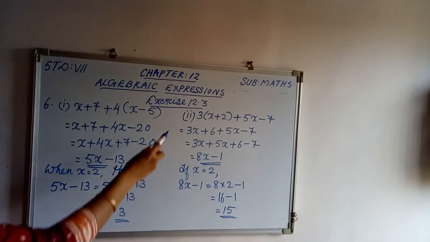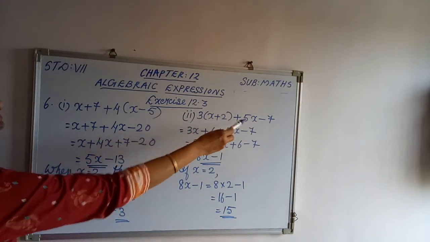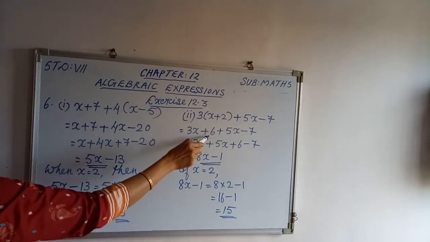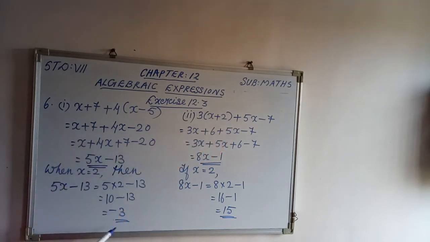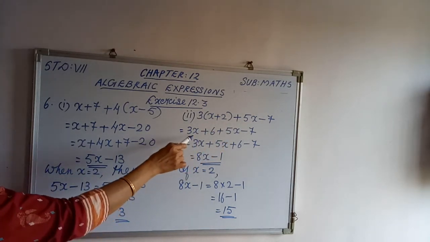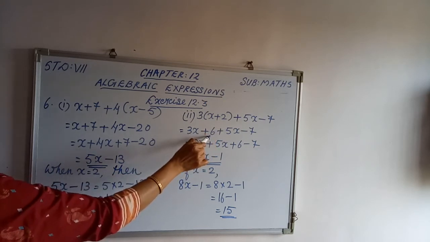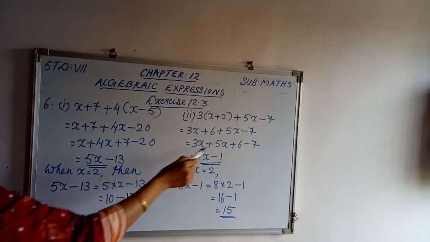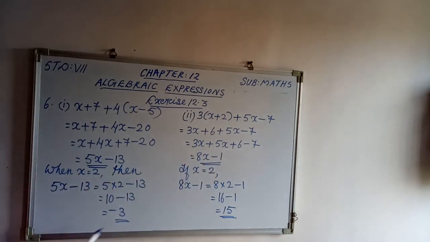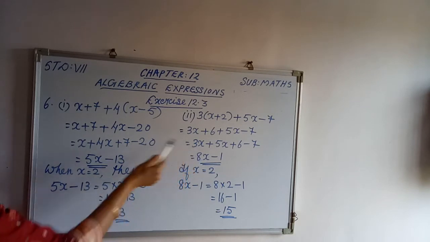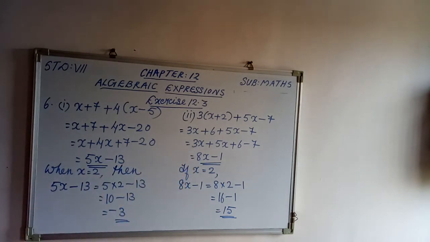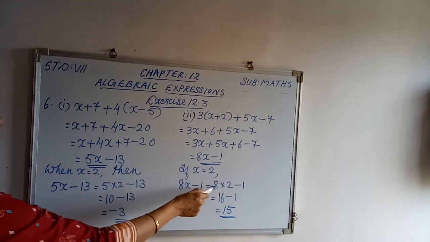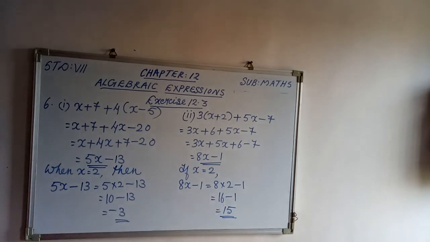Second question, 3 into x plus 2 plus 5x minus 7. 3 into x 3x plus 3 into 2 6 plus 5x minus 7. Now arranging the like terms, 3x plus 5x plus 6 minus 7. 3x plus 5x, that is 8x, plus 6 minus 7 is minus 1. This is the simplified form of the expression. Now if x is equal to 2, 8x minus 1 is equal to 8 into 2 minus 1. 8 into 2, 16 minus 1, that's equal to 15.